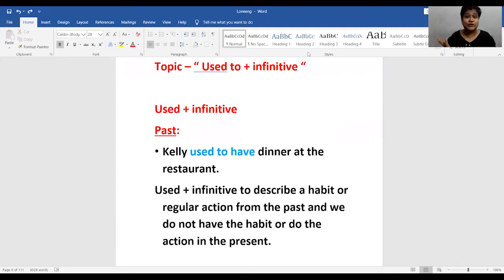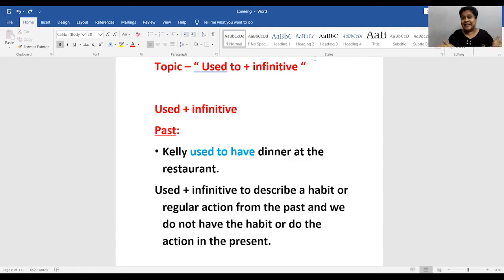And the topic for today is "used to" plus infinitive verb. So you might be wondering, what is this? It sounds like gibberish, right? I'll explain it to you. This is a part of grammar where you will learn how and where to use the verb "used to".